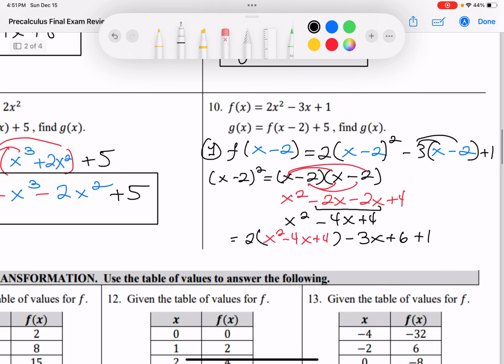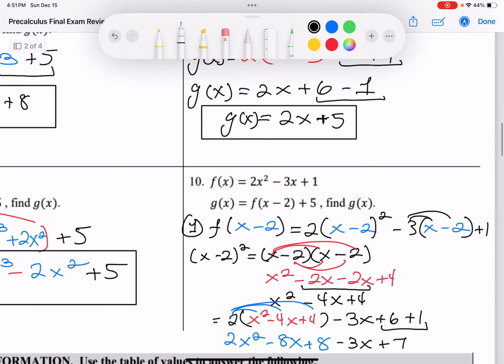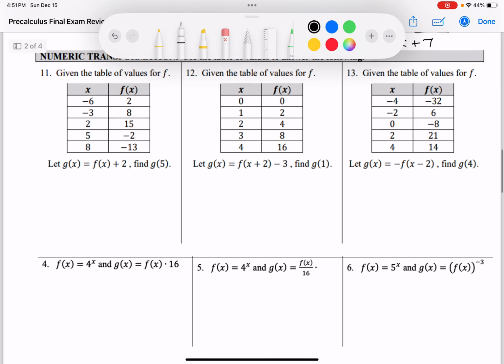Might need more space. But anyways, let's distribute inside the parentheses as well, once again. So that's 2x squared minus 8x plus 8. Minus 3x, and that's plus 7. Let me see.